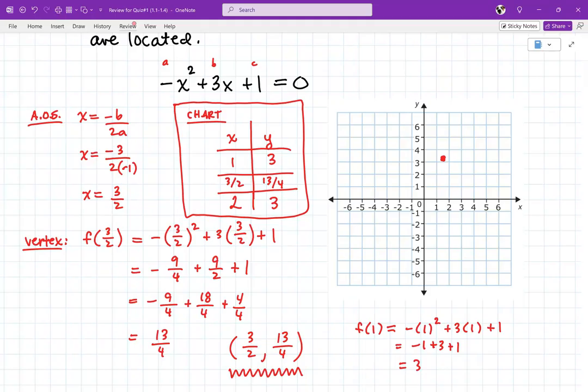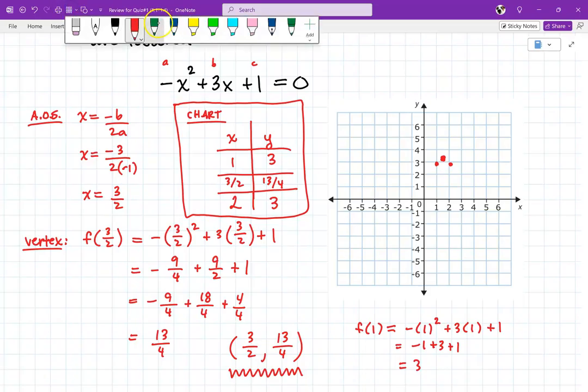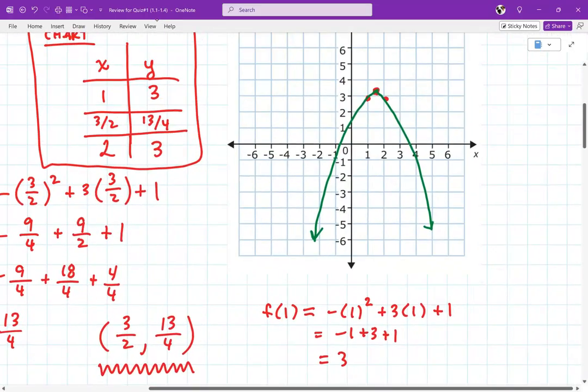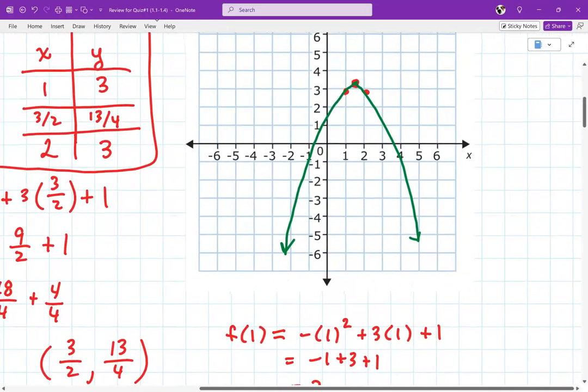So now let me put those 2 points, and I'm going to draw the graph. So 1 is 3, 2 is 3, and now I'm going to draw it. All right, so let me zoom into that drawing. The solutions are where the graph crosses the x-axis. Remember that? Where it crosses the x-axis. Does it cross perfectly on any number? Not really, right?